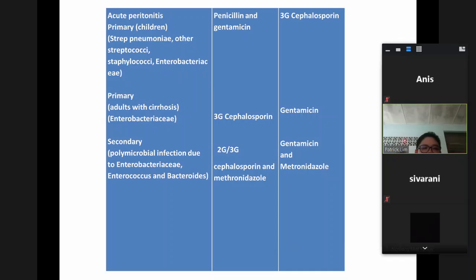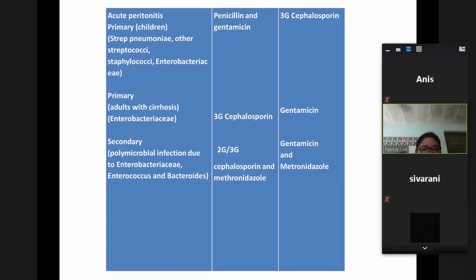If there's acute peritonitis, inflammation of the peritoneum, primary in children, which can be due to Strep pneumoniae, other streptococci, staphylococci, or Enterobacteriaceae, we give penicillin and gentamicin, and also third generation cephalosporin as an option. For primary peritonitis in adults with cirrhosis, such as Enterobacteriaceae, we can give third generation cephalosporin, or as a secondary option, gentamicin.